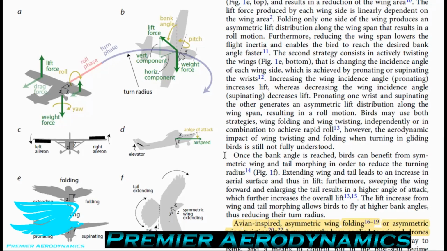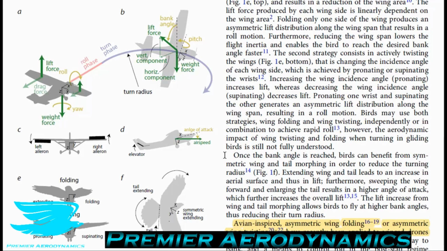So for rolling, birds can resort to 2 strategies. The first is asymmetric wing folding and wing twist. Wing folding is predominantly achieved by flexing the wrists and results in a reduction in the wing area. The lift force produced by each wing side is linearly dependent on the wing area.